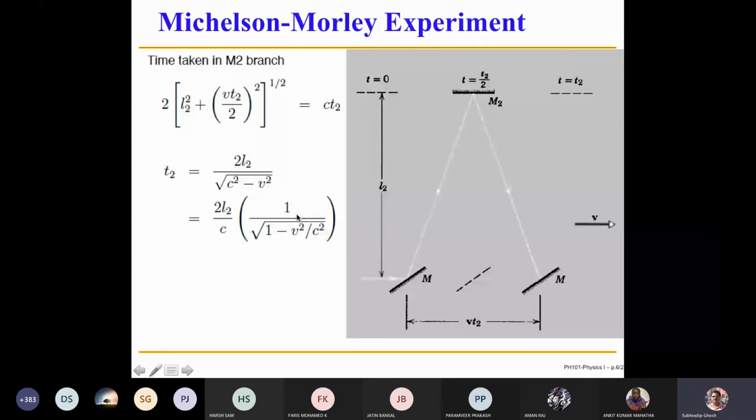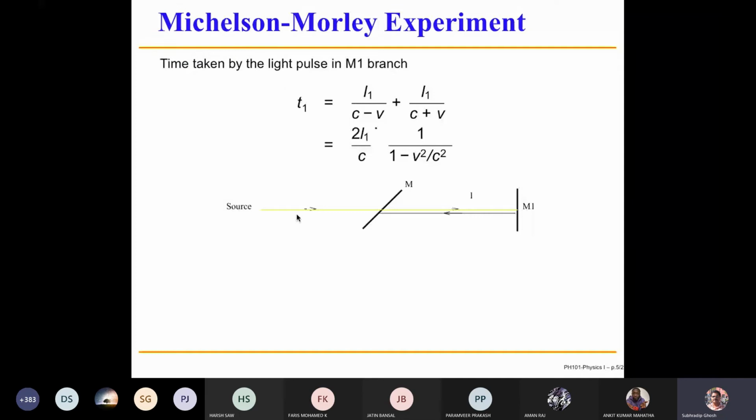All right. Now, remember, why didn't it happen in the case of the first one? Because here, the time that we have calculated is in the frame of the apparatus. The time was not calculated from the frame of ether in this case.